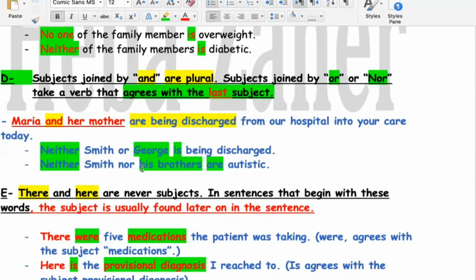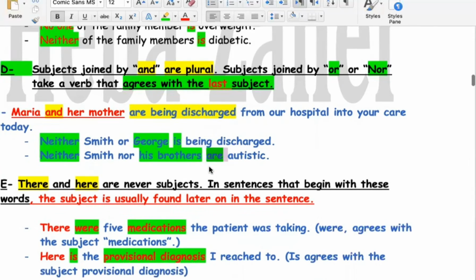Neither Smith nor his brothers are autistic. The verb must agree with the last subject, not the first one, and the last subject here is his brothers, okay? So are autistic, as this one is in plural form, so the verb must agree with the subject in number. It will be in the plural form, not the singular one.